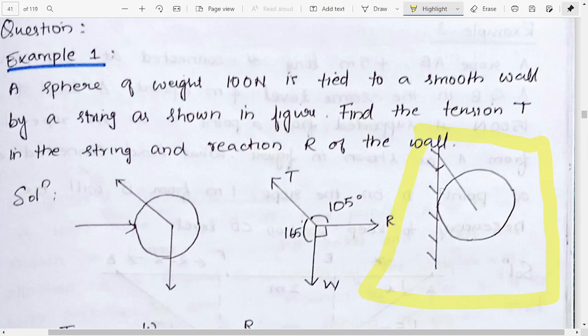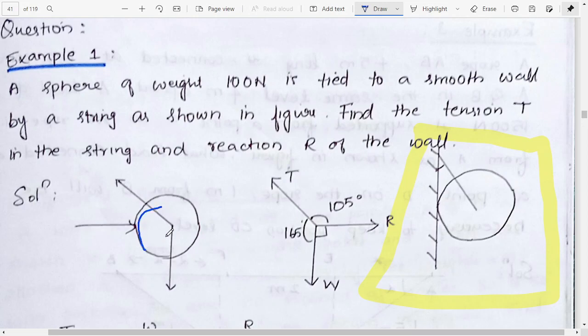Okay. So when you look at this, what you understand here is that there is a cylinder which is tied to the wall with a wire, and it is supported by the wall. So there are some forces acting here. So what we will do as the first step is to draw the free body diagram.